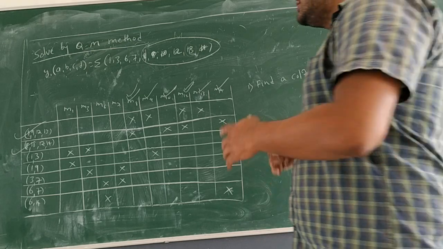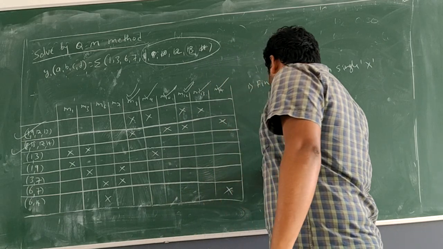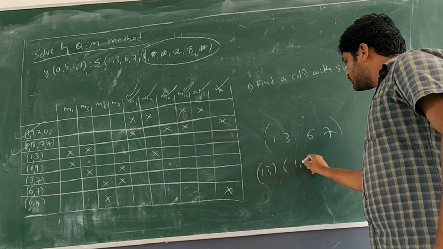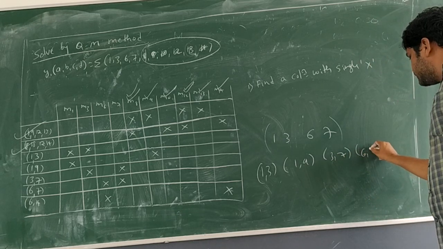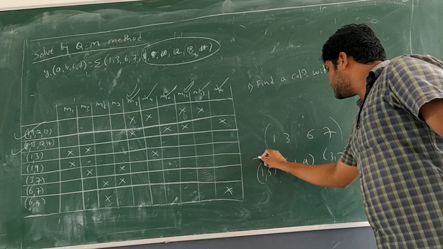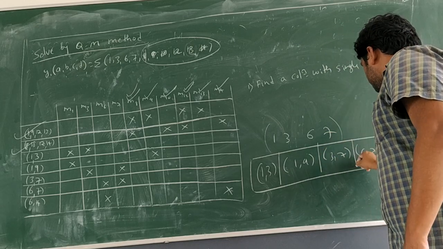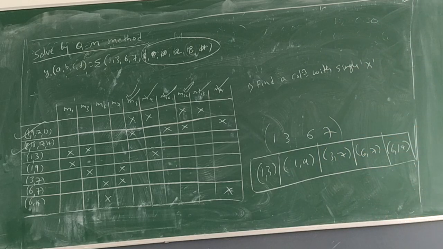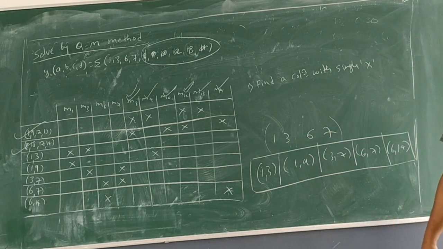So try to think out of 5 bags. What are the bags? 1 3, 1 9, 3 7, 6 7, and 6 14. Out of these, pick the least number of bags, but you have to get all of these. So which is a good choice?